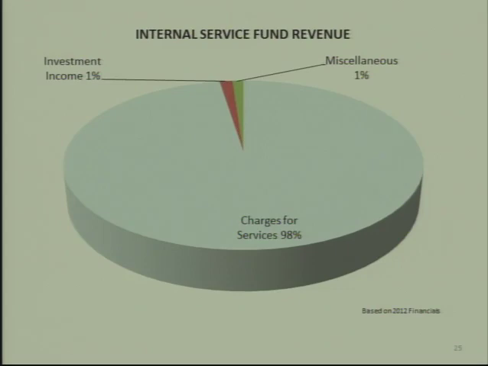So, for example, the health fund. We estimate the cost of health insurance on a single person to be $737 a month. The general fund pays to the health fund $737 a month for each single employee. That comes in as revenue to the internal service fund. It's an expense to the general fund. And then out of the internal service fund, we pay all of the claims for health insurance. So that's the other side of it.